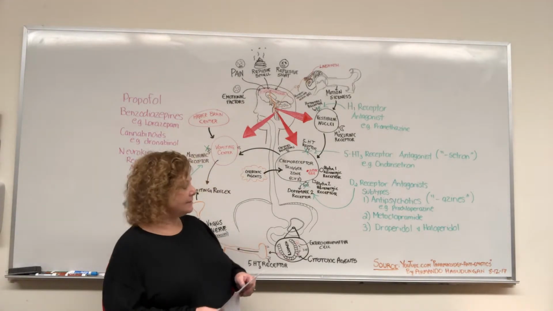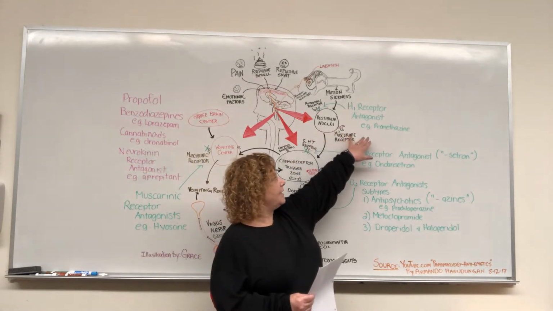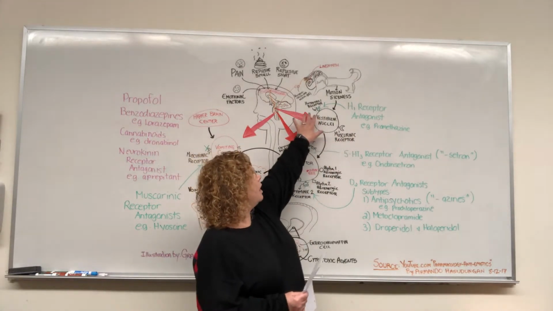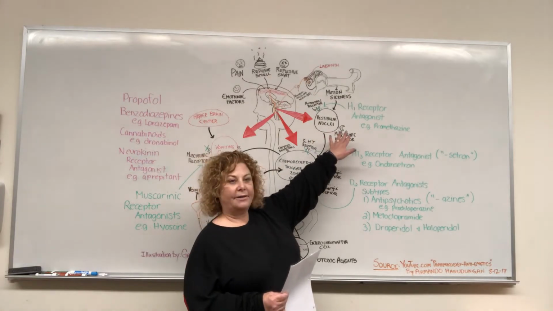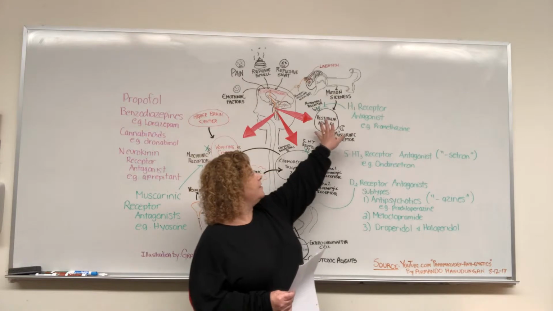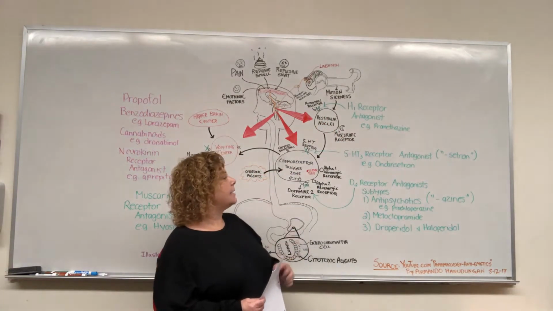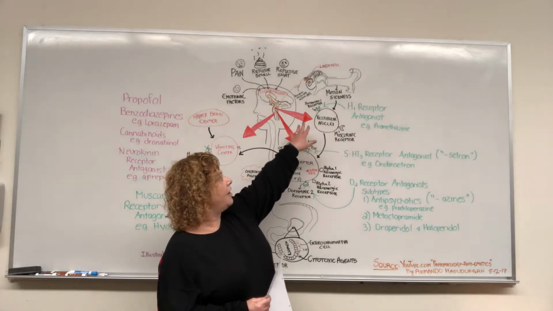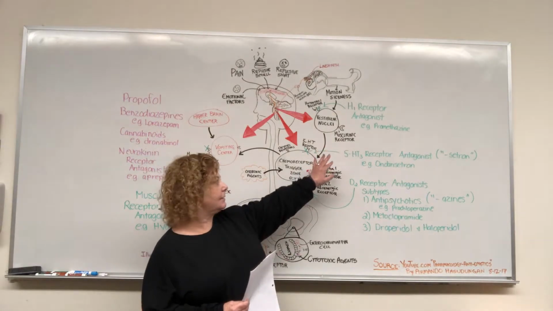So the first class of antiemetics are histamine receptor antagonists, and basically what they do is they block histamine receptors in the vestibular nuclei to make their effect. An example of this is promethazine. These are drugs like Dramamine and Bonine and those kind of things that affect motion sickness. They also really work against morning sickness.